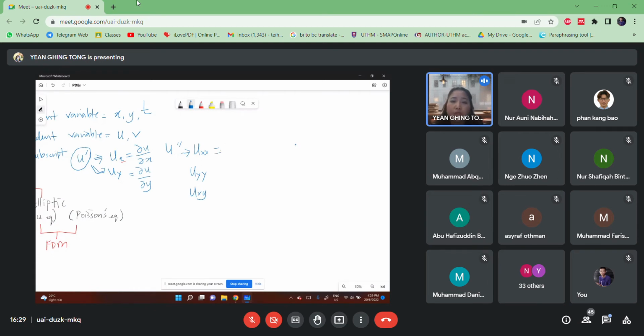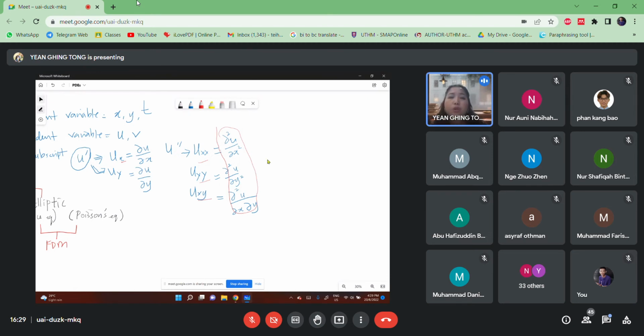So this is the second derivative of u with respect to x, squared. This one is the second derivative of u with respect to y. This one is the second derivative of u with respect to x and y. Like this. It can be like this. You can write in this form or in the subscript form. So they are the same.